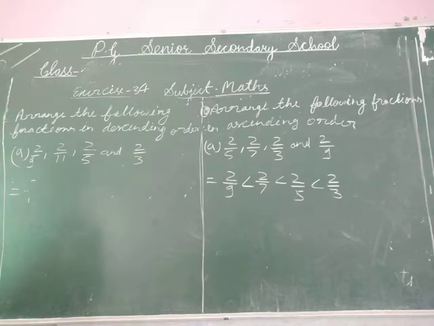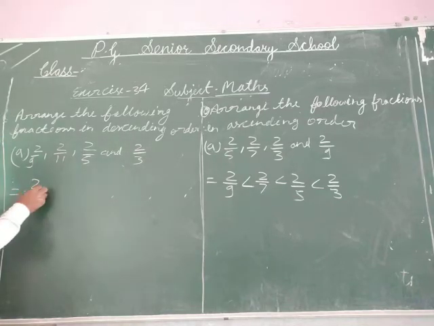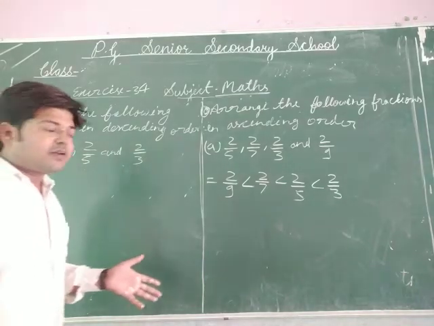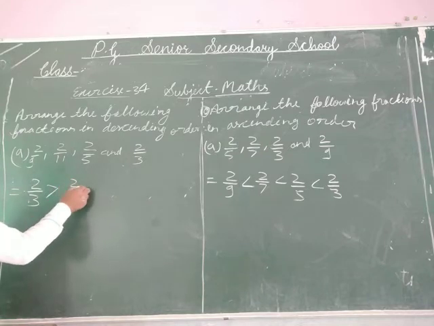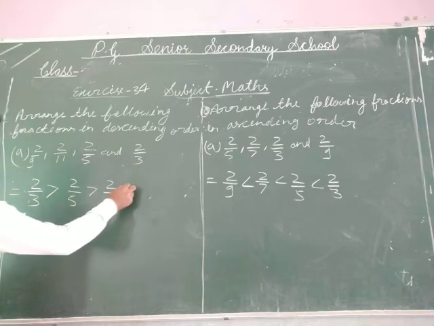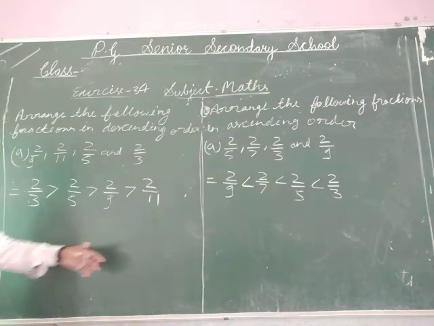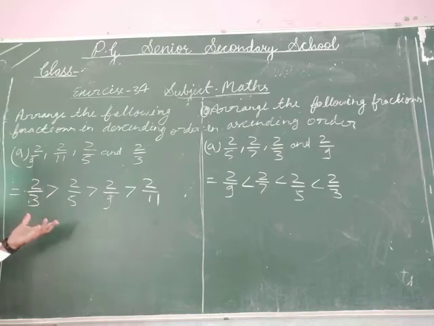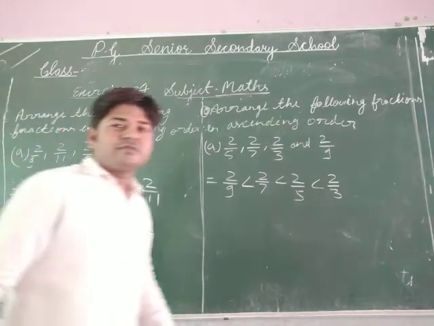What you have to write? Greatest fraction. So which one is the greatest fraction? 2/3. From greatest to smallest you have to write now. So 2/3 is greatest fraction. Then 2/5. Then 2/9. Then 2/11. So 2/11 is the smallest fraction and 2/3 is the greatest fraction. Like this you have to write in your fair copy. Okay.